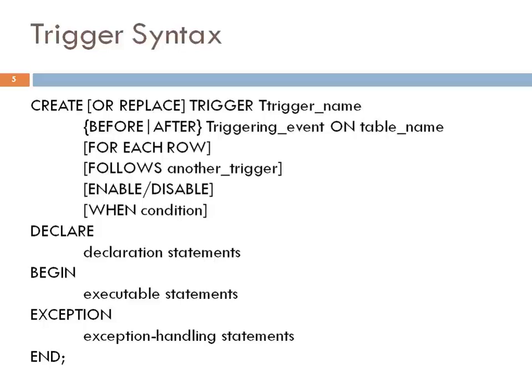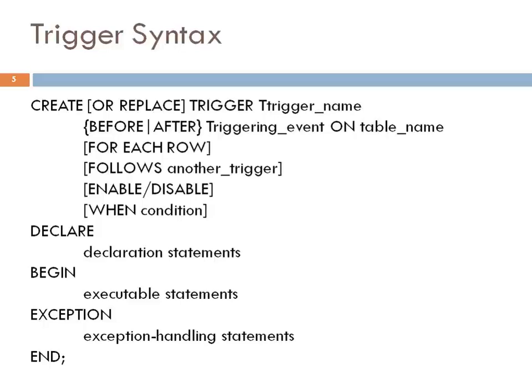Then you have to give BEFORE or AFTER. Only one of them can be given, either before or after. Then you give the triggering event. There are three triggering events: insert, update and delete. You can give all of them with the OR keyword, or you can give any one which you want to implement the trigger for. Then ON, and you give the table name, and if you want to create the trigger as for each row, then you have to give FOR EACH ROW. This will make it a row level trigger.